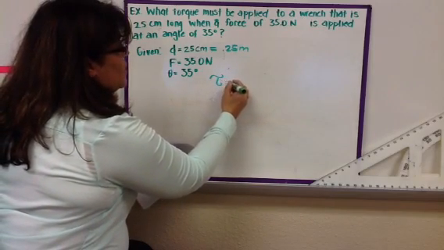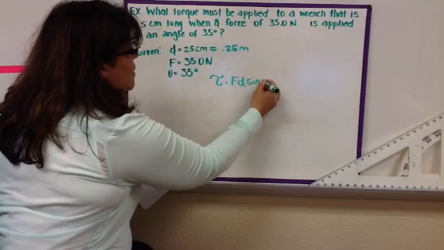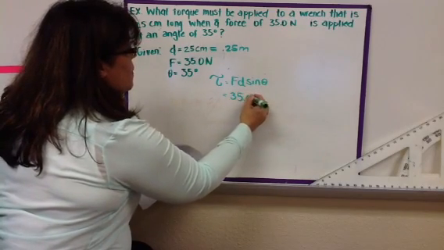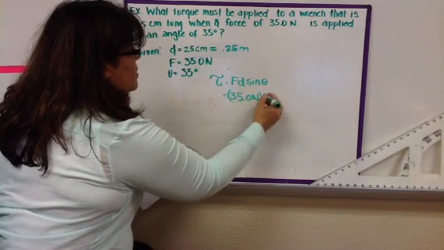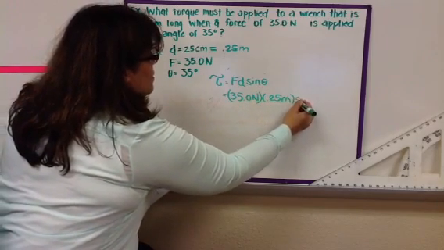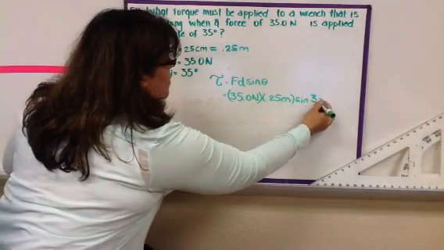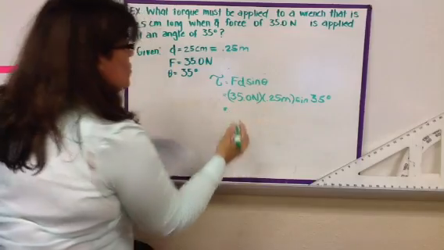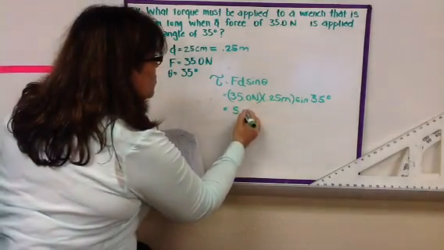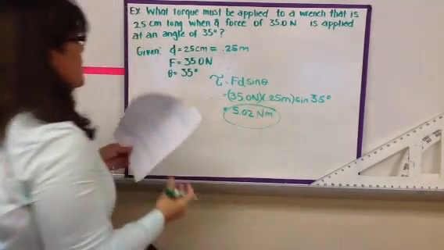So our torque is force times distance times sine theta. So our force is 35 newtons. Our distance is 0.25 meters. And sine of 35 degrees. So if we do some calculations in our calculator, we end up with 5.02 Newton meters. And that's the torque that's needed.